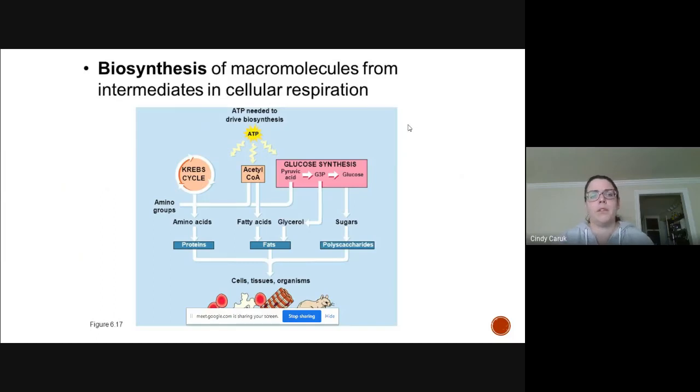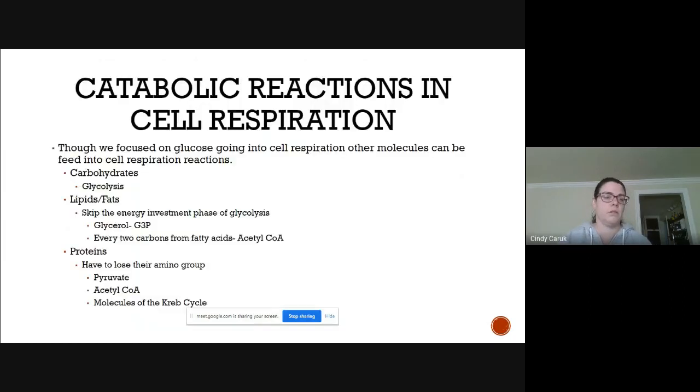We can see all of these different molecules going in and what they can make for the organism, that biosynthesis. I don't know if that's in your book though.